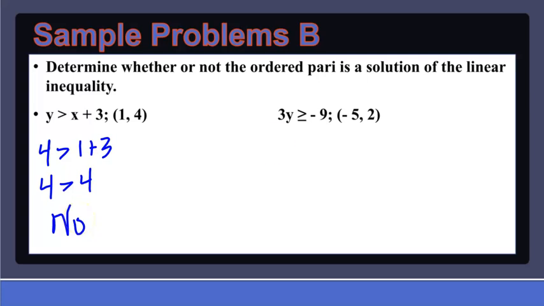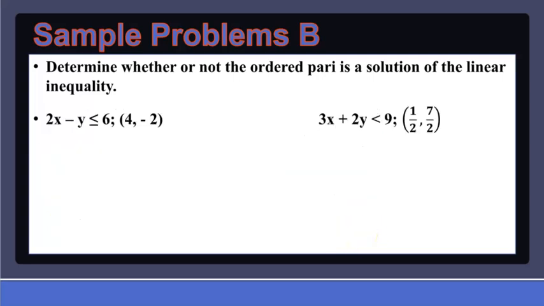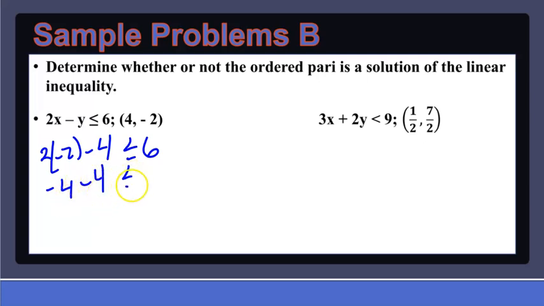If I put 2 in for y, so 3 times 2 has to be greater than or equal to negative 9. 3 times 2 is 6. 6 is greater than or equal to negative 9, so yes, this is a solution. Next, check this one out. So I have 2 times negative 2 minus 4 has to be less than or equal to 6. So this is negative 4 minus 4, less than or equal to 6. This gives us negative 8, which is less than or equal to 6. So yes, this is a solution.